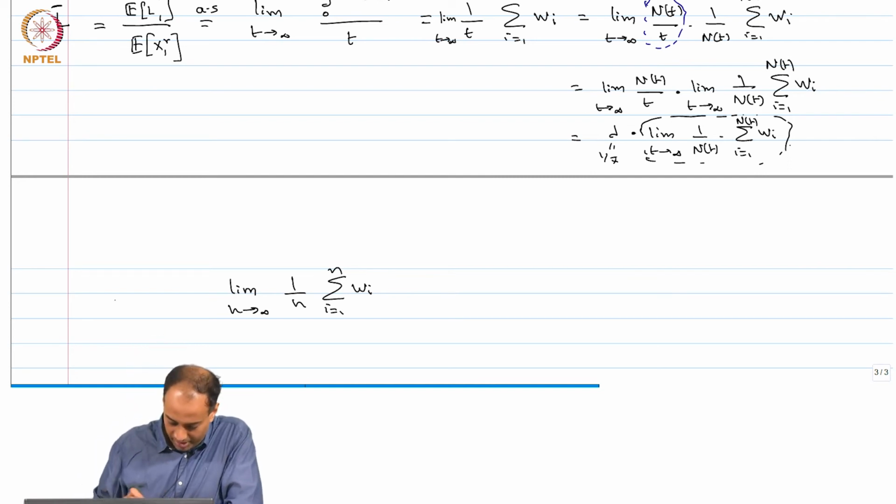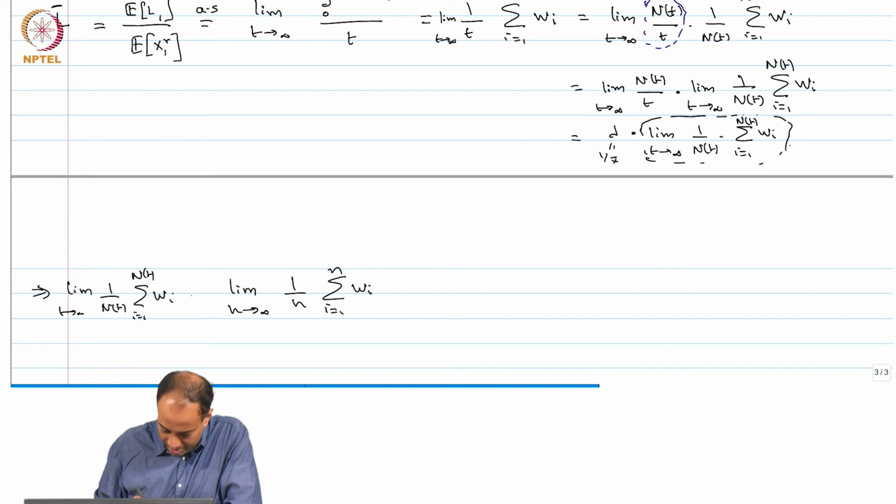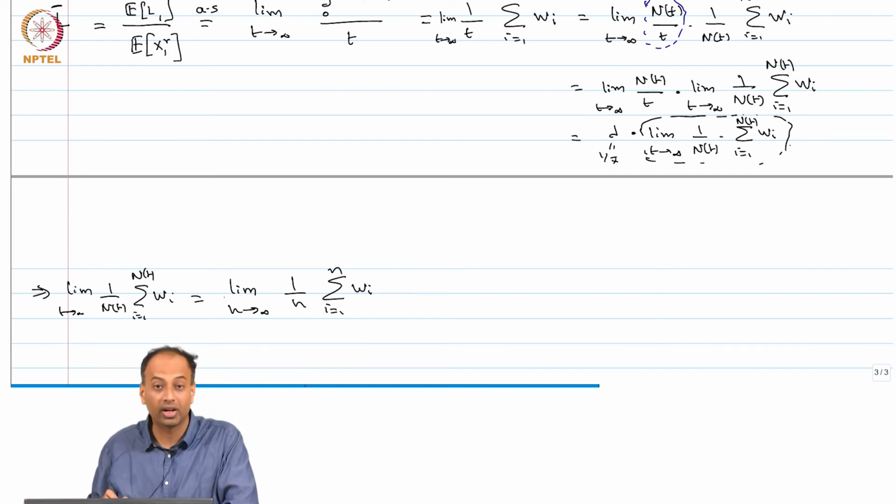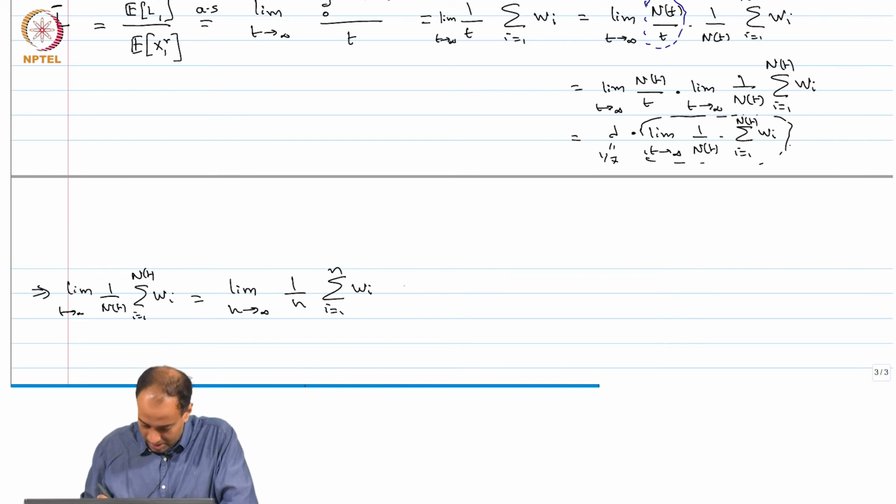So, what does it show, right. Therefore, this implies that the limit as t tends to infinity of 1 over N(t) sum over i equal to 1 to N(t) of W_i, which is simply the limit as n tends to infinity of 1 over n sum over i equal to 1 to n of W_i, this limit must exist.